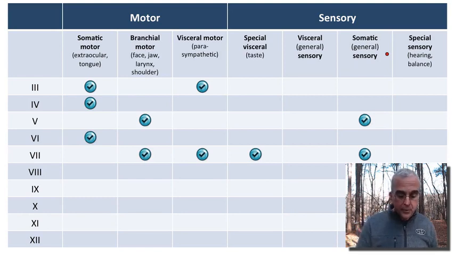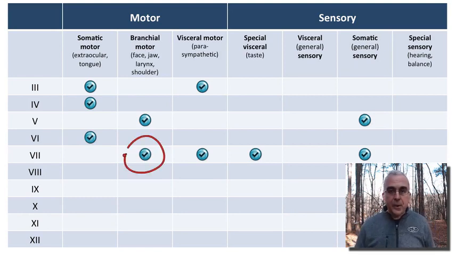First, with the branchial motor component. This is perhaps the most memorable. So nerve 7 is the facial nerve. It is the nerve that supplies the muscles of facial expression. So those muscles are derived from the pharyngeal arches, and it is branchiomeric.